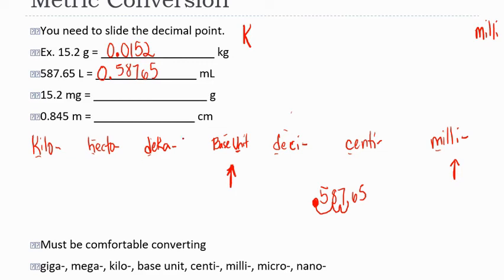All right, next one. See if you can do the next 2 here. Talk to the person next to you. See if you can do the next 2.